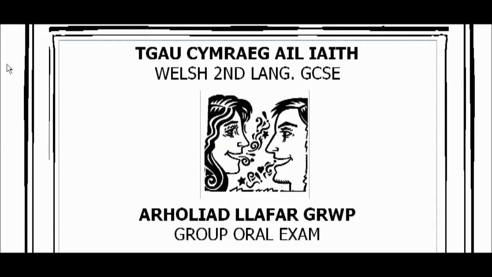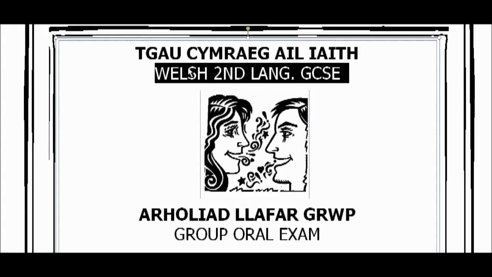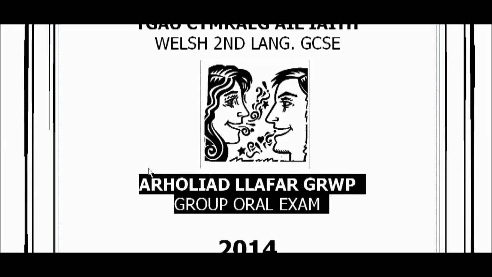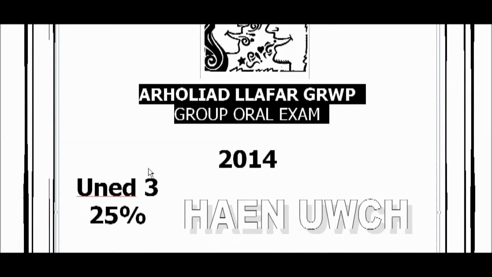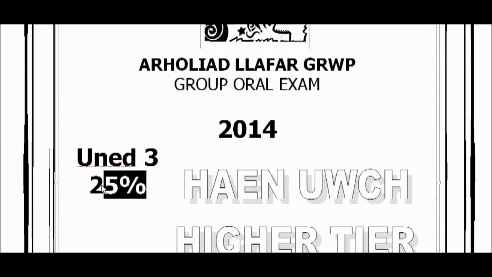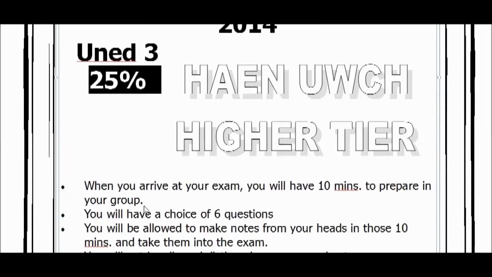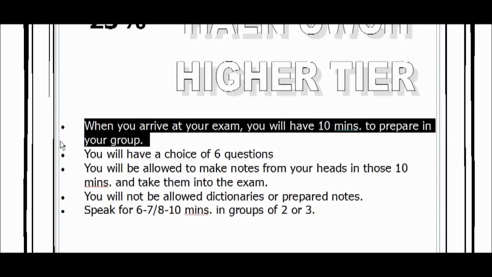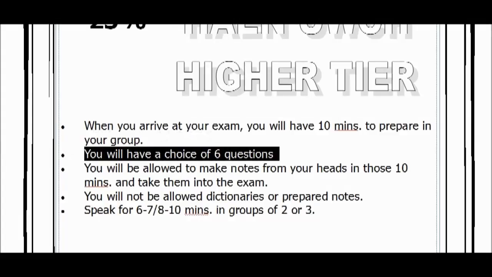This is a video to help you with Welsh Second Language GCSE in your group oral exam, Unit 3. Unit 3 is worth 25% of your final grade. When you arrive at your exam, you will have 10 minutes to prepare in your group. You will be given your exam paper and have a choice of 6 questions. Choose one of them.